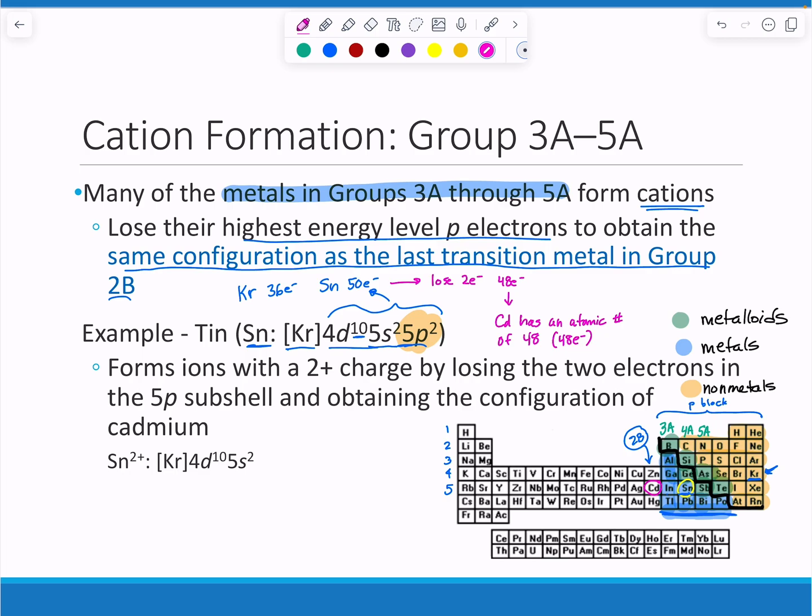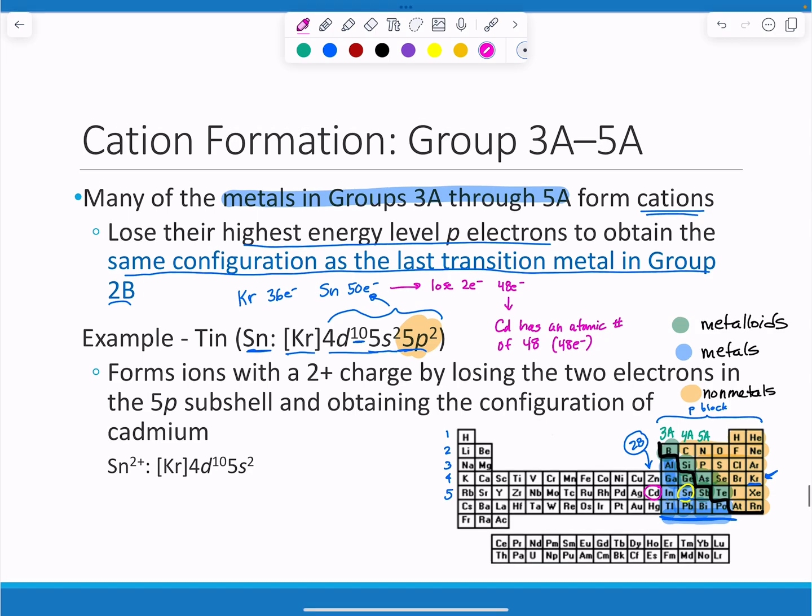Now remember, it's very important not to confuse losing electrons with losing protons. So when we have tin and we take 2 electrons away from it, what we're left with is still an atom of tin, because it still has 50 protons in the nucleus. But it only has 48 electrons, so it's got a net charge of +2.